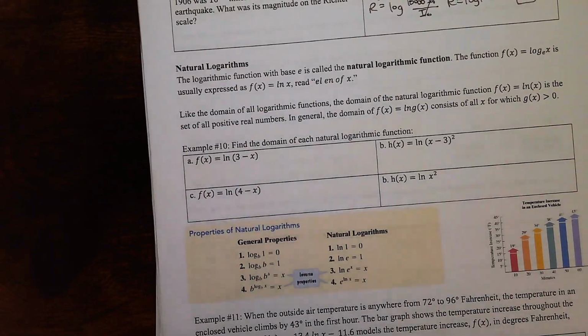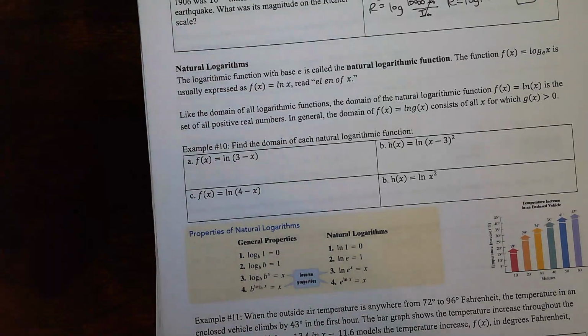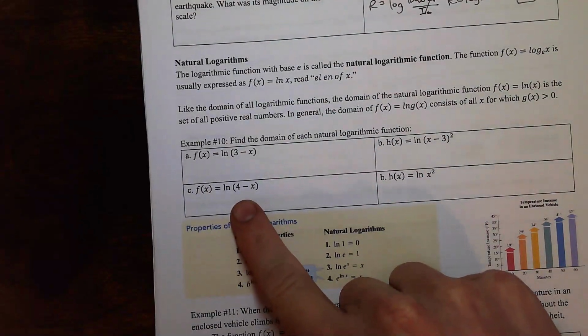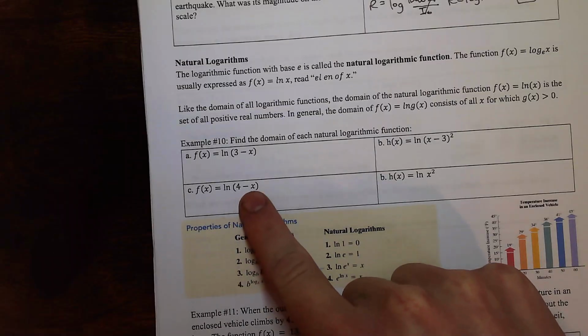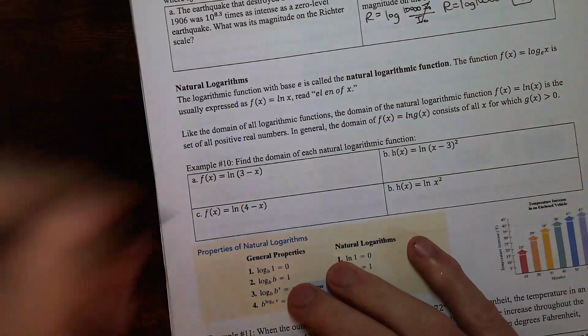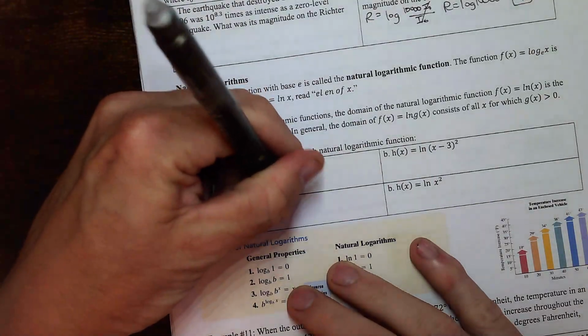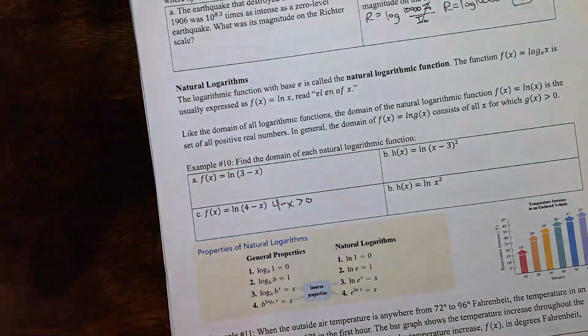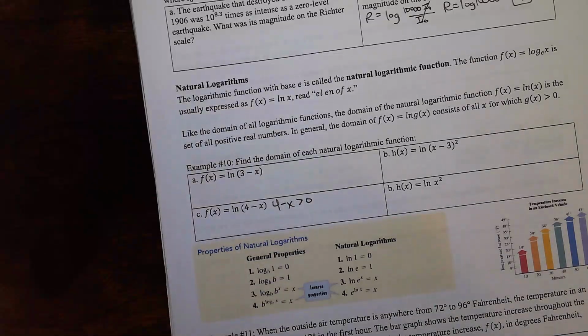All right, so now when we're doing natural logarithms, so if you have ln of x, it's called the natural log. It's written ln of x. And so the domain is all values such that the expression after the ln has to be greater than 0. So if I'm trying to find the domain here, I want to set 4 minus x greater than 0. I'm going to make an inequality, and I'm going to solve that inequality.